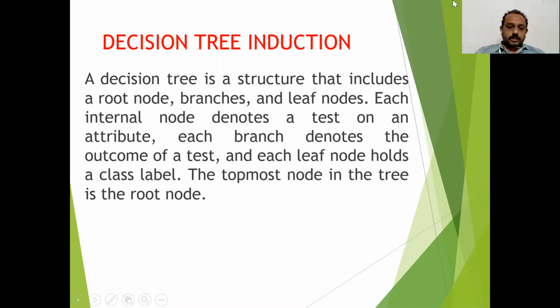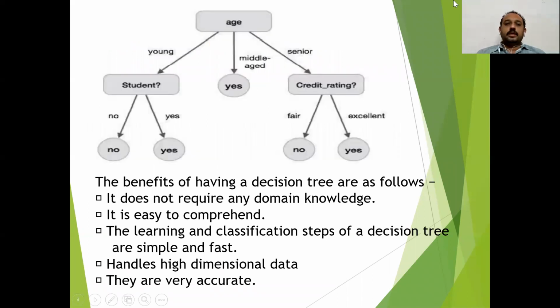Suppose we can see this example. In this example, age is the root node. We will divide age into three types: the first is young age, the second is middle age, and the third is senior. If the age is young, we check whether he is a student. If he is a student, he buys the computer, that is yes. If he is not a student, he doesn't want to buy the computer.